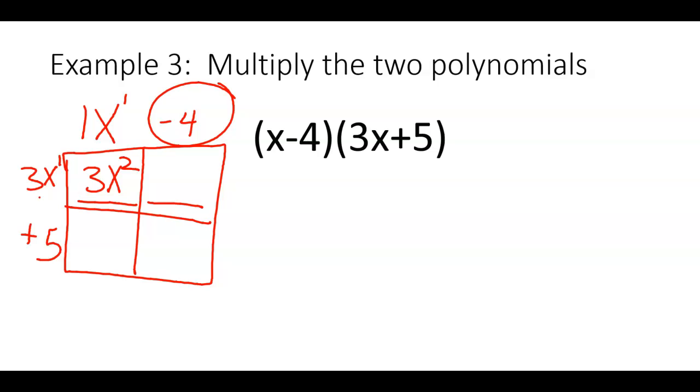Now, wait, what? So let me back up and slow down a little bit. I want this blank, the one above it, and the one to the left of it. So it's this times this, right? So go ahead and fill in your blank and see if you can figure out what that would be.